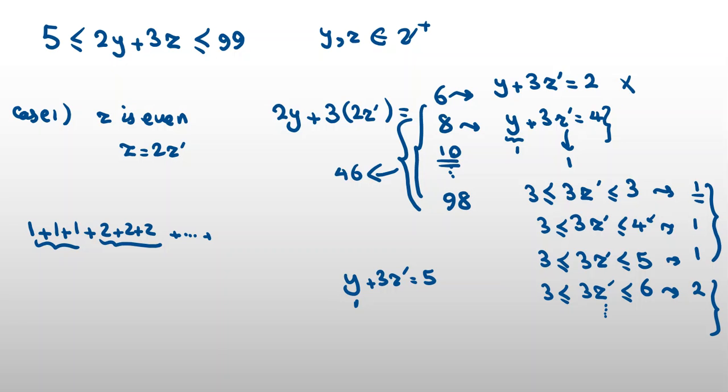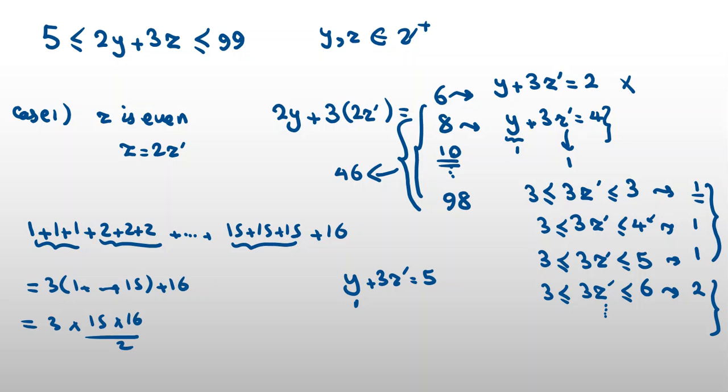So 46, I say 1, 1, 1, 2, 2, 2. The last one, 15, 15, 15. Last case, 16. If I want to calculate this, it will be 3 times the sum of 1 to 15 plus 16. And it will be 3 times 15 times 16 over 2 plus 16. 8 times 15, 120. 360 plus 16. This part will be 376.